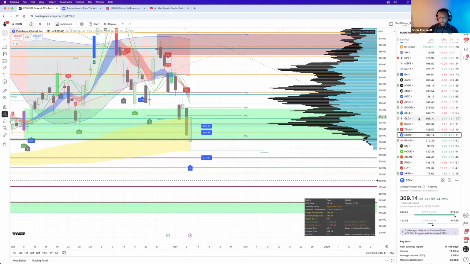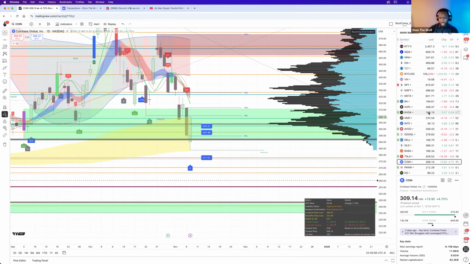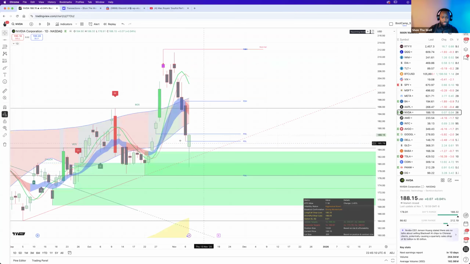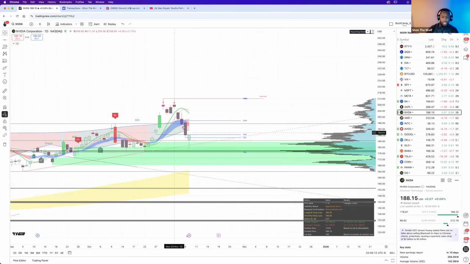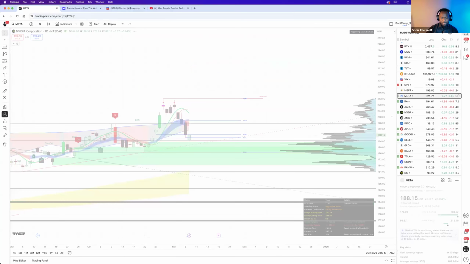I was shocked that Dell didn't push back up higher than it did. But you see Nvidia, I know they have earnings this week. They pushed down, came down to some order blocks, and bounced back up pretty aggressively. They pulled all the way down to 179 and pushed all the way back up almost $10, right? And so stocks like that, you want to look at these stocks, especially stuff like Meta.